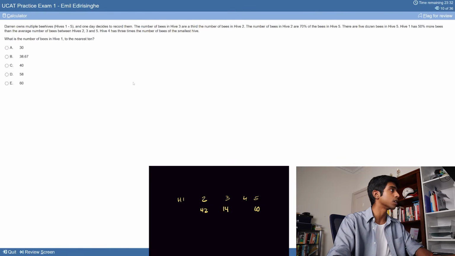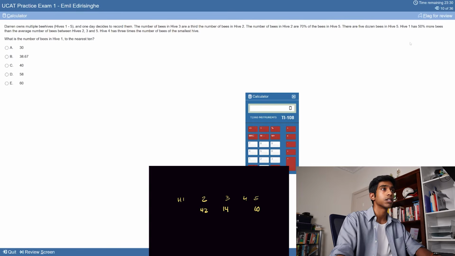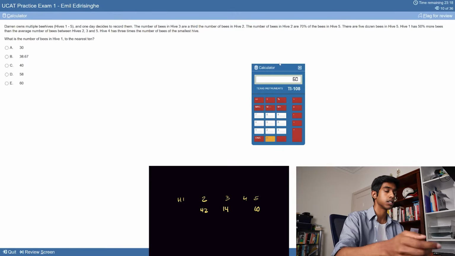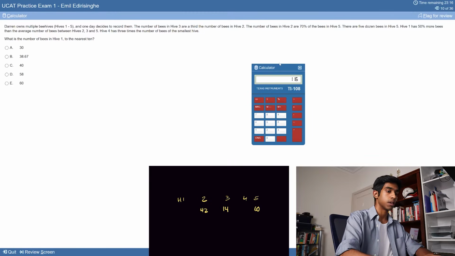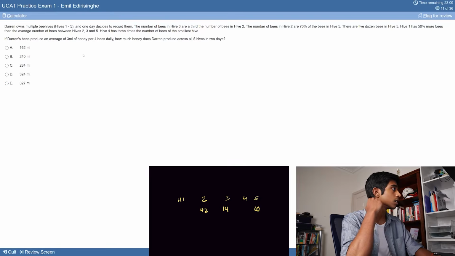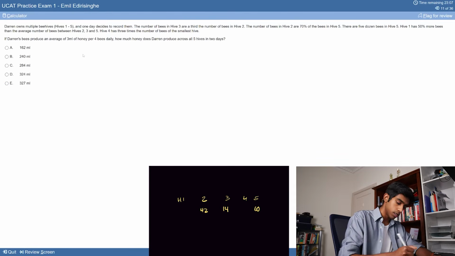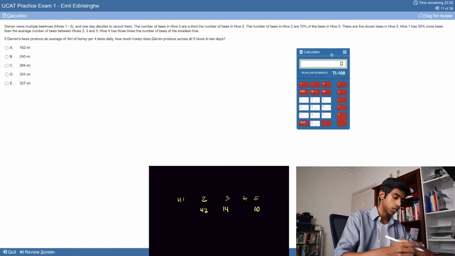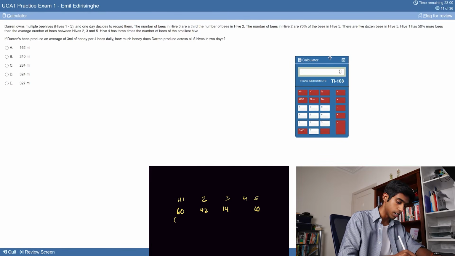What's the number of bees in hive 1 to the nearest 10? Okay, so hive 1 has 50% more bees than the average number of bees between hive 2, 3, and 5. So 2, 3, and 5 is going to be 42 plus 14 plus 60. Divide this by 3, multiply this by 1.5. So that's 60 to the nearest 10, so it's 60. Oops, I need to write that. What was it? So that was 60, or like 58.